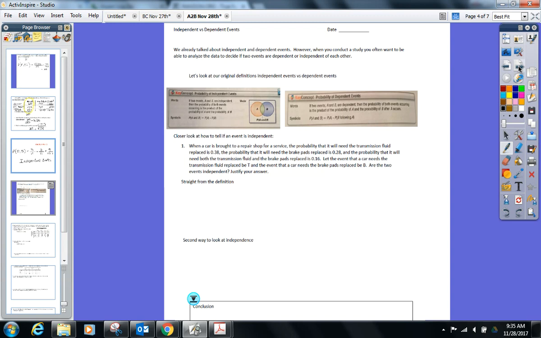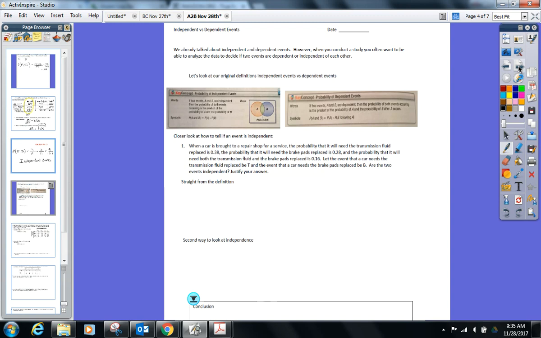All right, little brake pads here, transmission fluid. Go ahead and read through it. We're bringing your car into the shop. Probability you're going to need transmission fluid, 0.38. Probability you're going to need brake pads, 0.28. And the probability you're going to need both, 0.16. Are these 2 events independent of each other? Now, you don't see replacement without replacement, so right now, we have no idea.